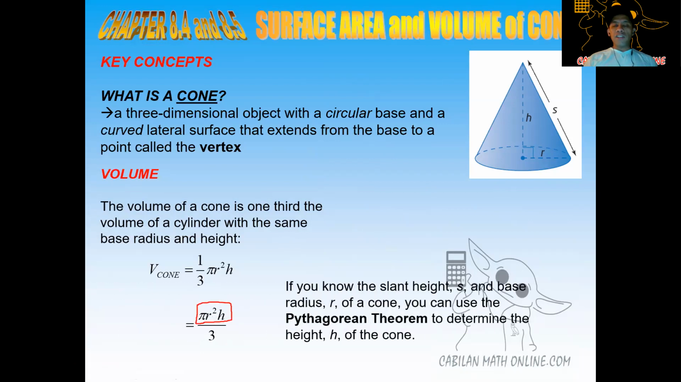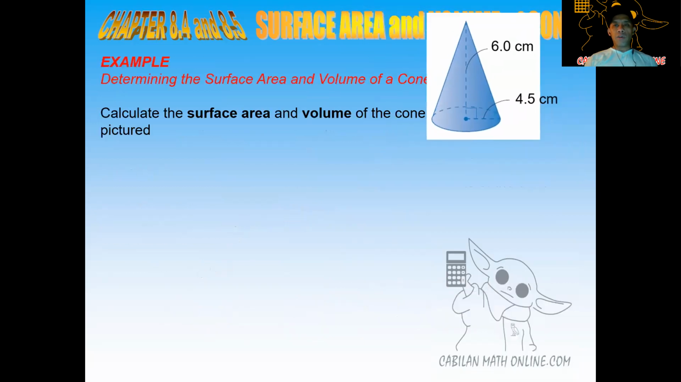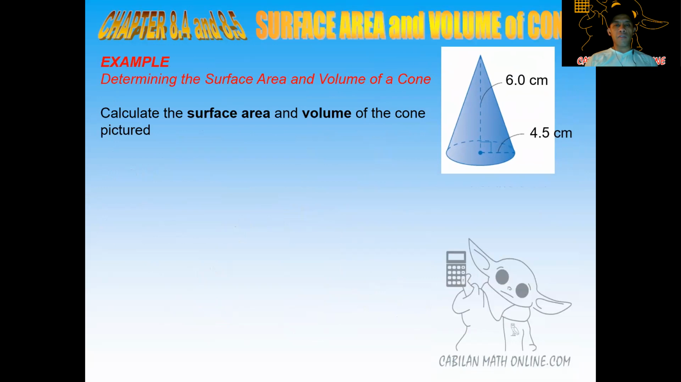Again, just like I mentioned in the previous slide, if you are missing either h, r, or s, you will be using the Pythagorean theorem to solve for that unknown length. All right, so let's get to it. What we want to do here, again, is to calculate the surface area of the cone first.